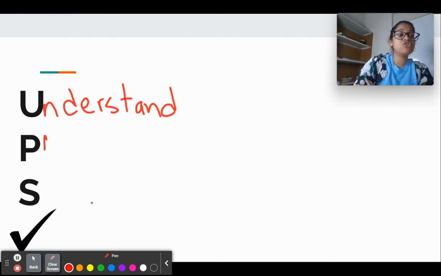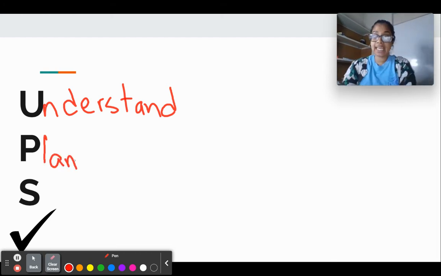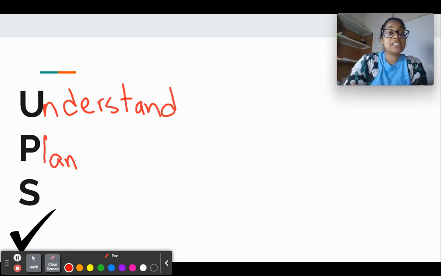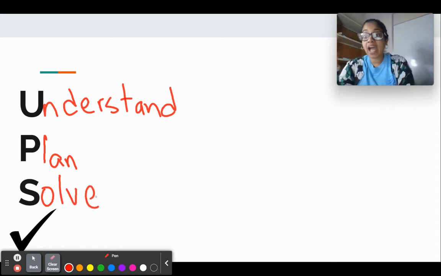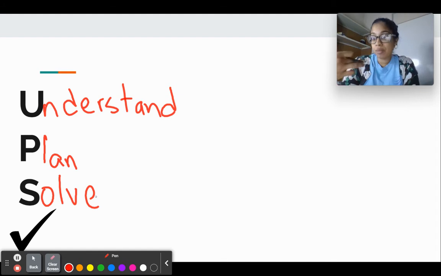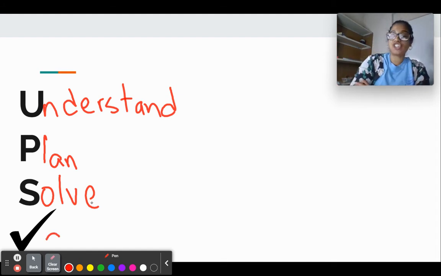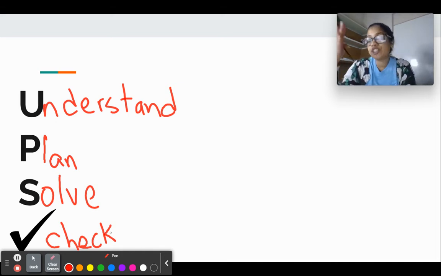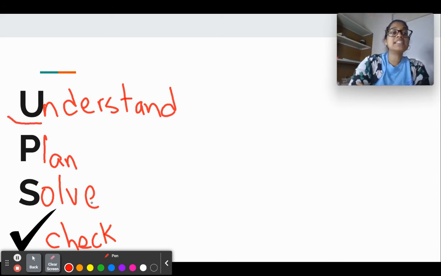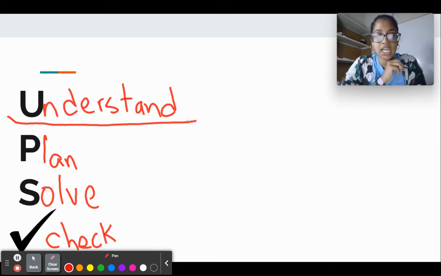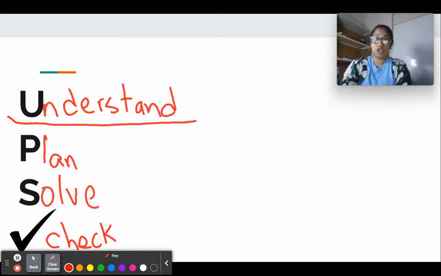Then the next step is to plan. So we have to figure out a plan of how we are going to solve this problem. Then the next step is to solve. After we've made our plan, now we need to solve our problem. And then the check is just to check our answer and see if we did it correctly. How are we going to check our answer to see if we got the right answer? So these are our steps for word problems. Now, for today, we are going to focus on the understand portion of solving word problems.